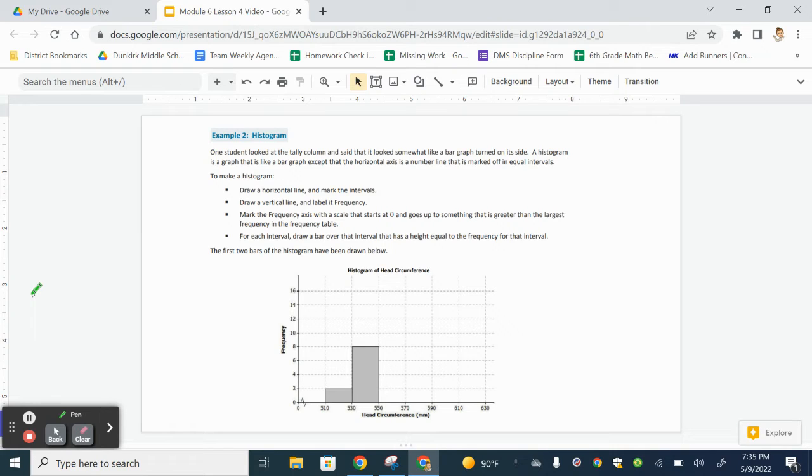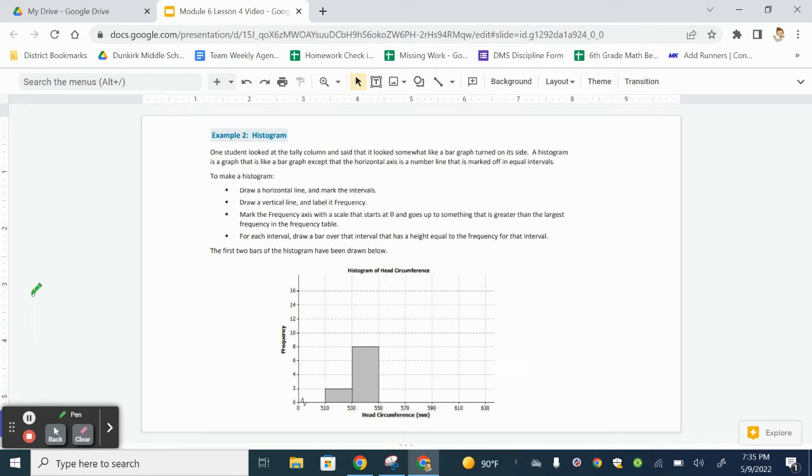What we're going to do now is take that data that we had from the frequency table and transfer it into a chart that we can read. So one student looked at the tally column and said it looked somewhat like a bar graph turned on its side, which it kind of does. If you look at your tallies, it's kind of like you did a bar graph, but you're just writing it horizontally. So a histogram is a graph that looks like a bar graph, except that the horizontal axis is a number line that's marked off in equal intervals.